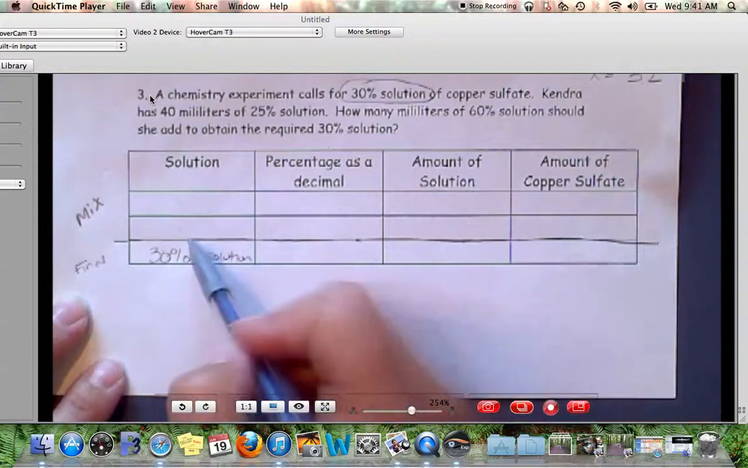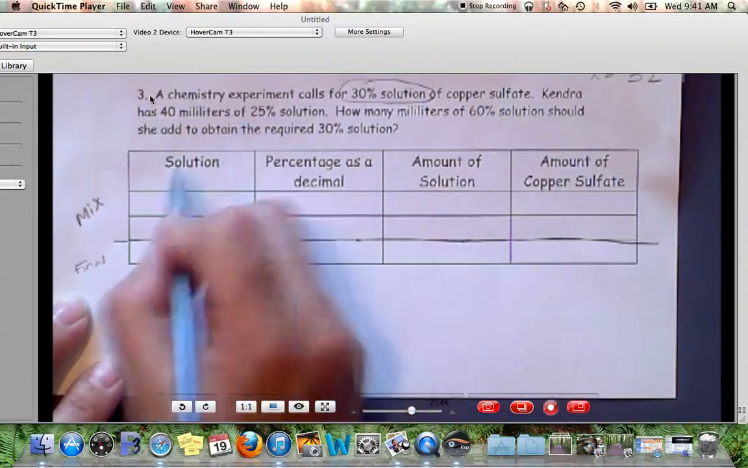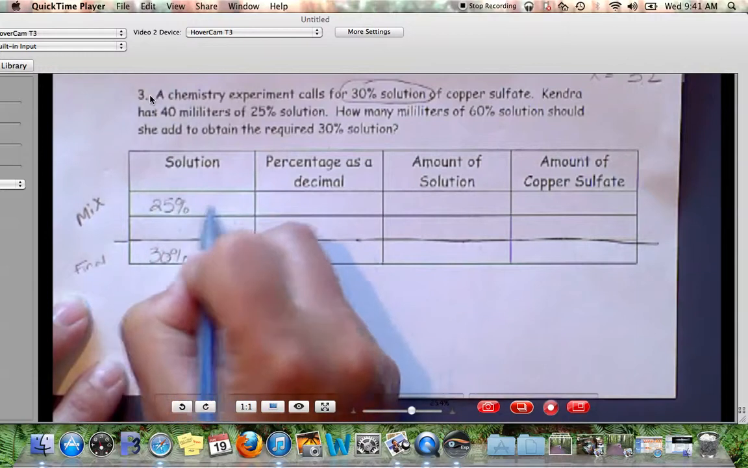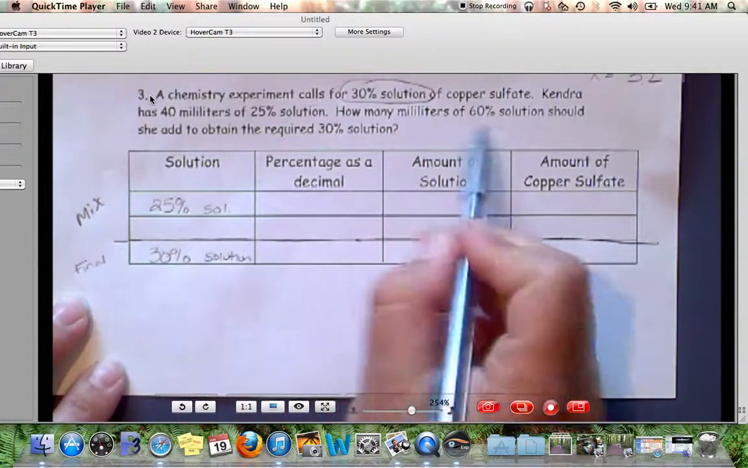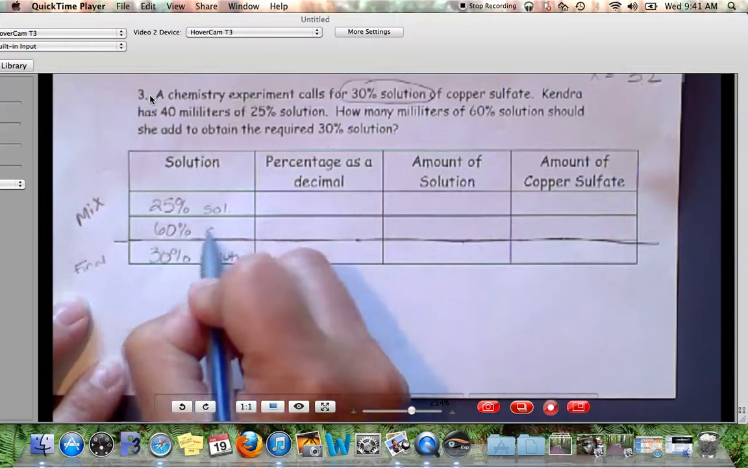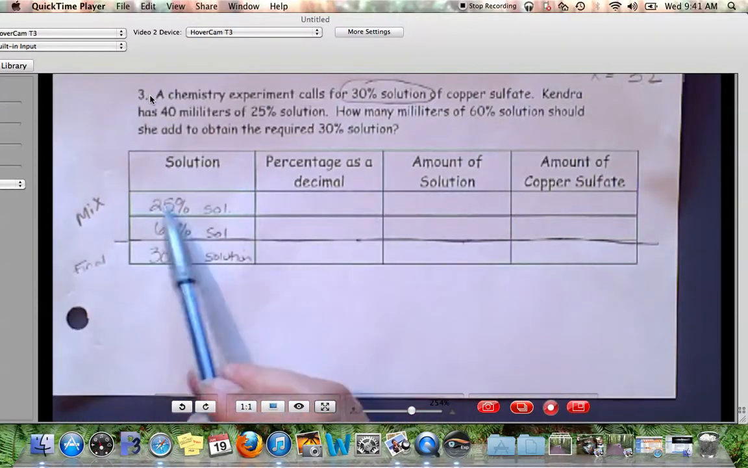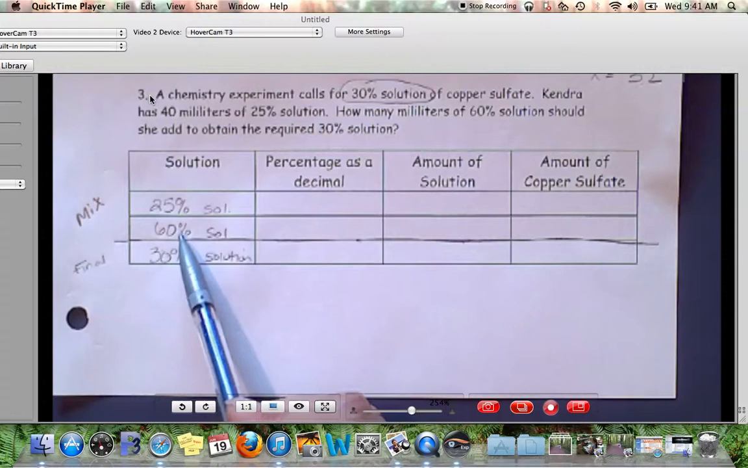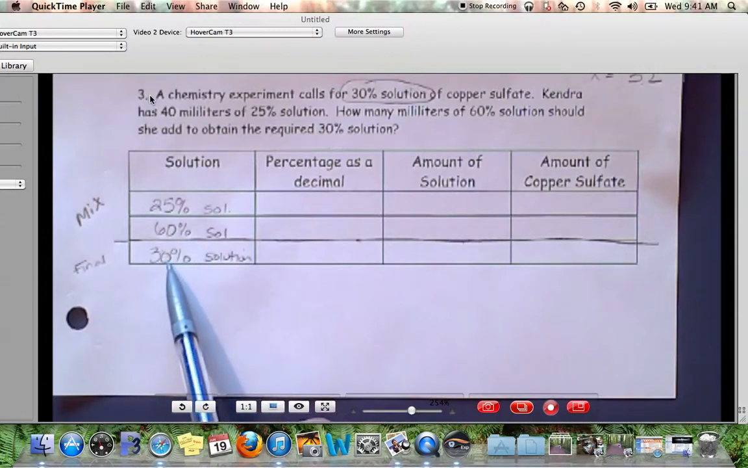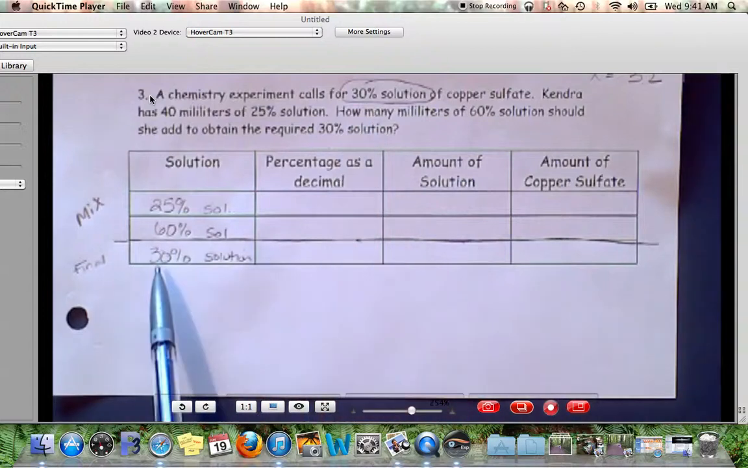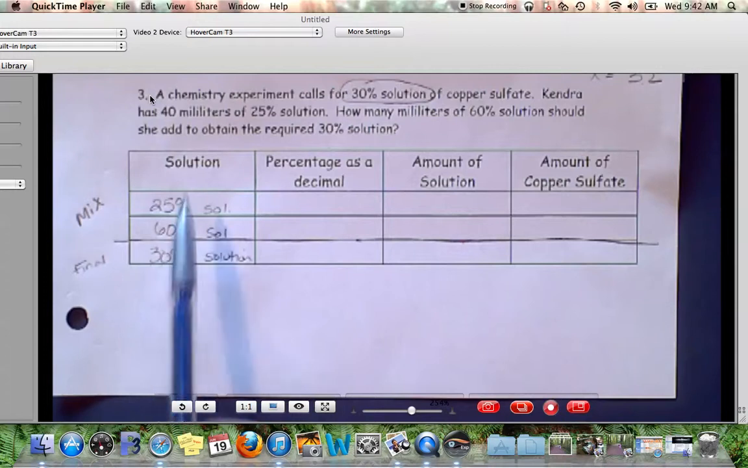The other two you can just fill in here. Kendra has 40 milliliters of a 25% solution and a 60% solution. So she's mixing the 25, the low percentage solution, with the high percentage solution to try to get a medium percentage solution. And your final will always have to be that medium solution also. So there's another trick for you. That's always going to be your final, and that's always going to be the middle value of the percentages. The high and the low will be mixed together to get that middle value.